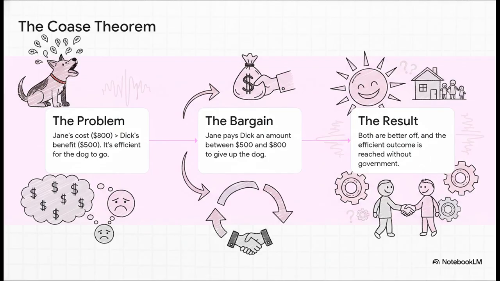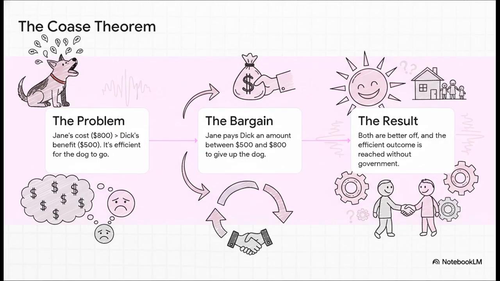Here's how it would work. Jane knows the dog costs her $800 in misery. Dick only values the dog at $500. So Jane can go over to Dick and say, look, I'll pay you $600 if you get rid of the dog. What happens? Dick takes the deal. He's better off. He gets $600 for something he only valued at $500, and Jane is better off. She pays $600 to avoid an $800 headache. They're both happier, and the efficient outcome is achieved.